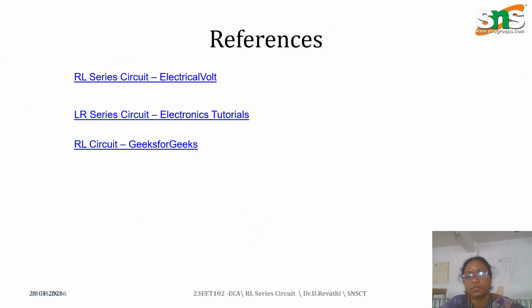To summarize this session, we discussed what an inductor and the RL circuit are, how we connect R and L in series, giving the supply, the phasor diagram and the equation of power. And these are the references.